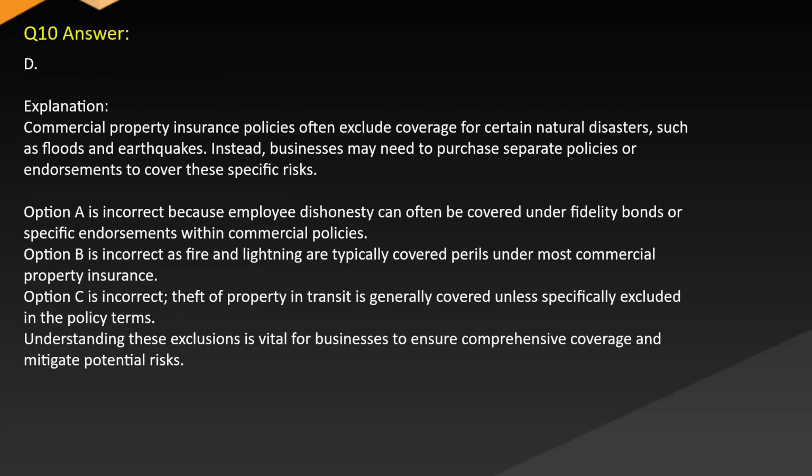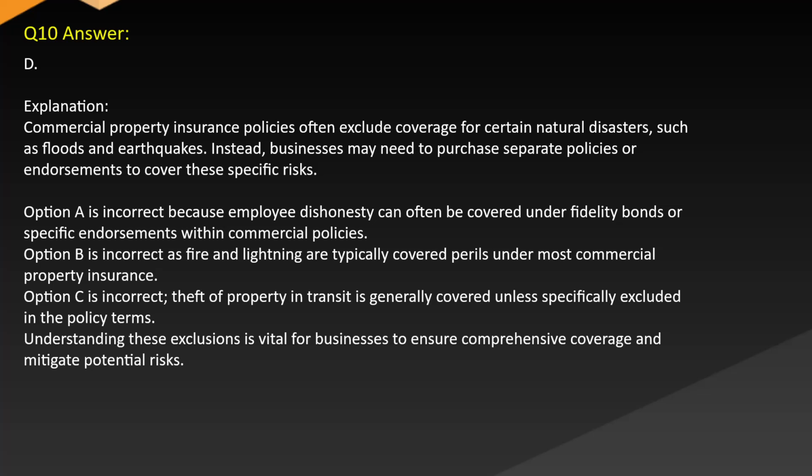Answer D. Explanation. Commercial property insurance policies often exclude coverage for certain natural disasters such as floods and earthquakes. Instead, businesses may need to purchase separate policies or endorsements to cover these specific risks. Option A is incorrect because employee dishonesty can often be covered under fidelity bonds or specific endorsements within commercial policies.